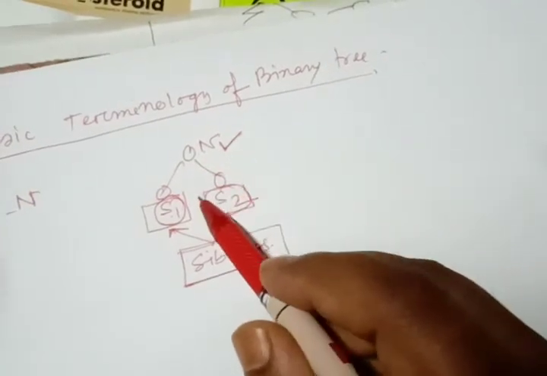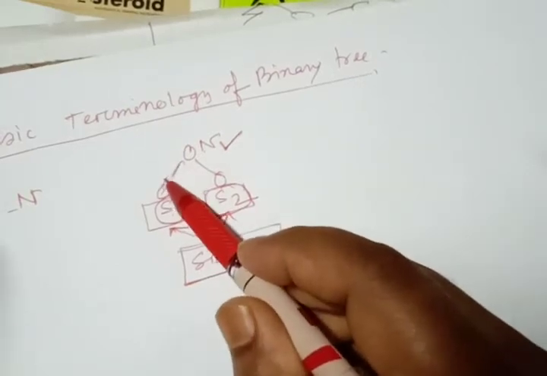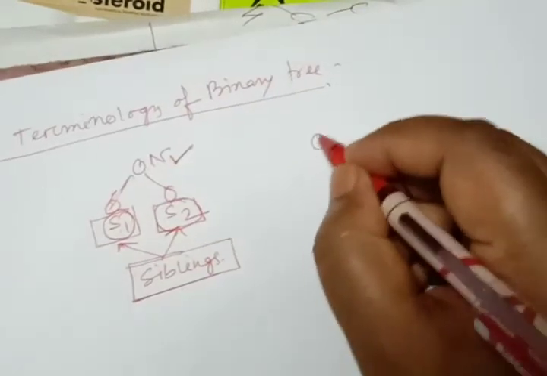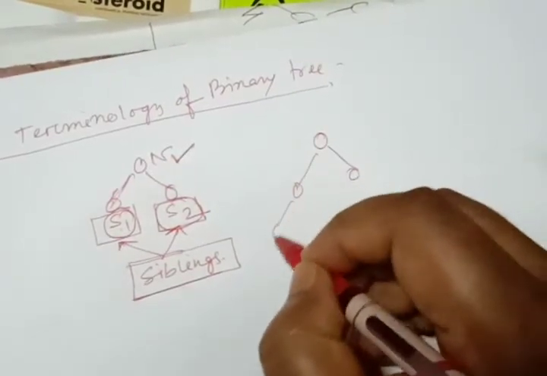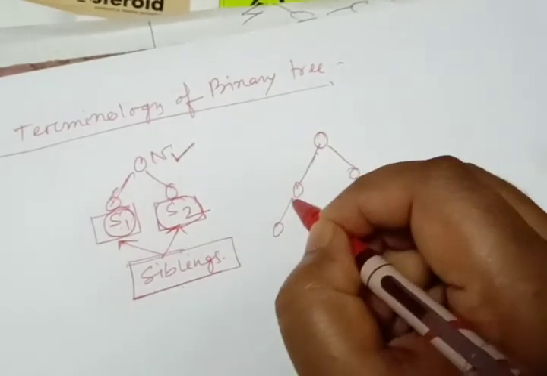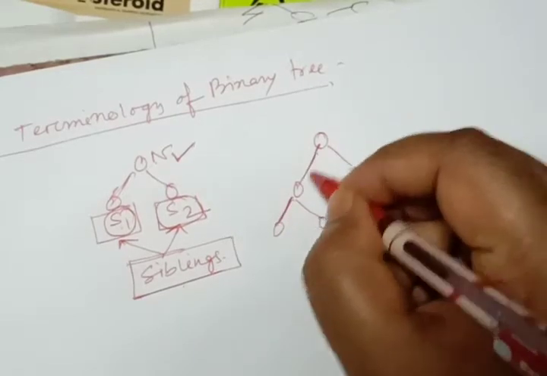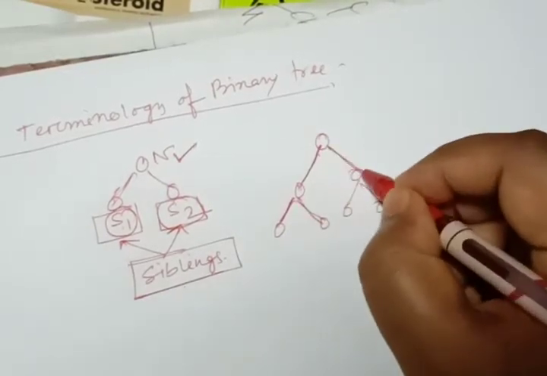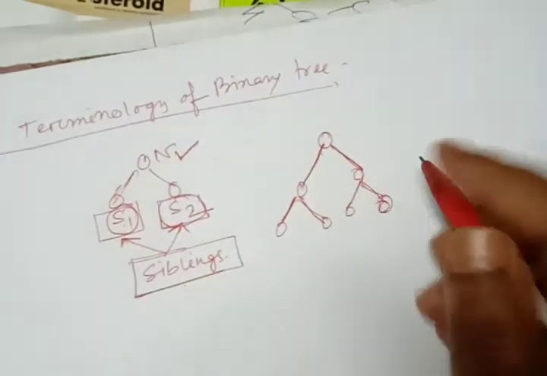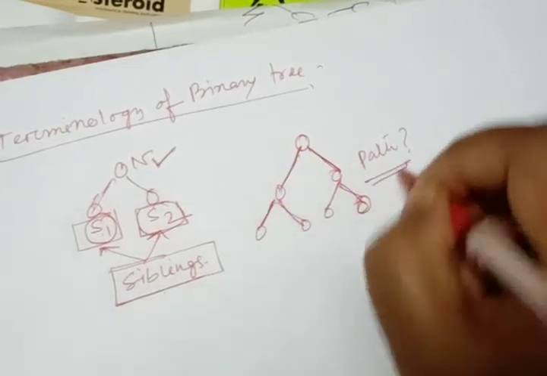The line drawn from a node N of a tree, a sequence of consecutive edges, is called a path. Suppose this is a binary tree. We can say this one is a path. These consecutive lines, we can say this is a path. This is another path, this is another path, and this is another path. So this is the second definition, path. It may be asked in any question.